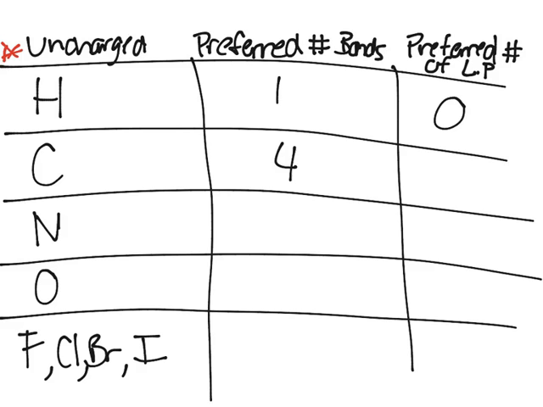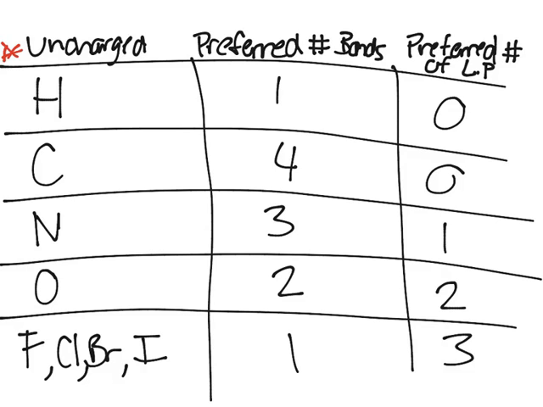Carbon likes to have 4 bonds and no lone pairs. Nitrogen likes to have 3 bonds and 1 lone pair. And oxygen likes to have 2 bonds and 2 lone pairs. And fluorine, chlorine, bromine, iodine, they all like to have 1 bond and 3 lone pairs. And so let's see how this works out when drawing Lewis structures.